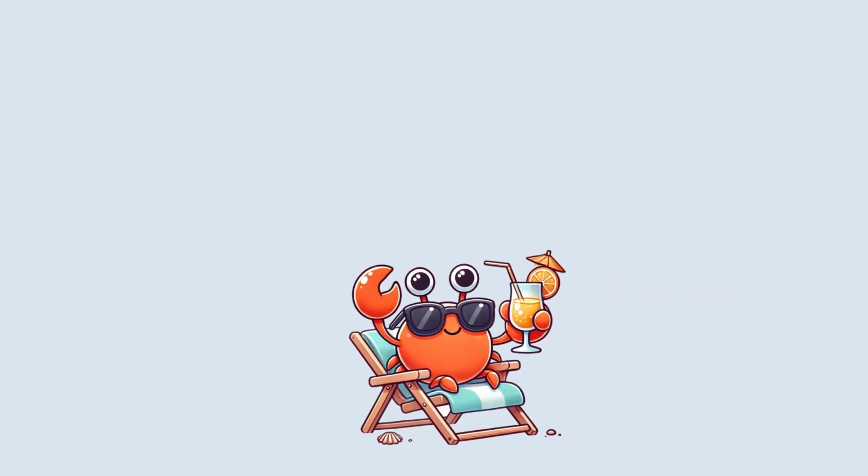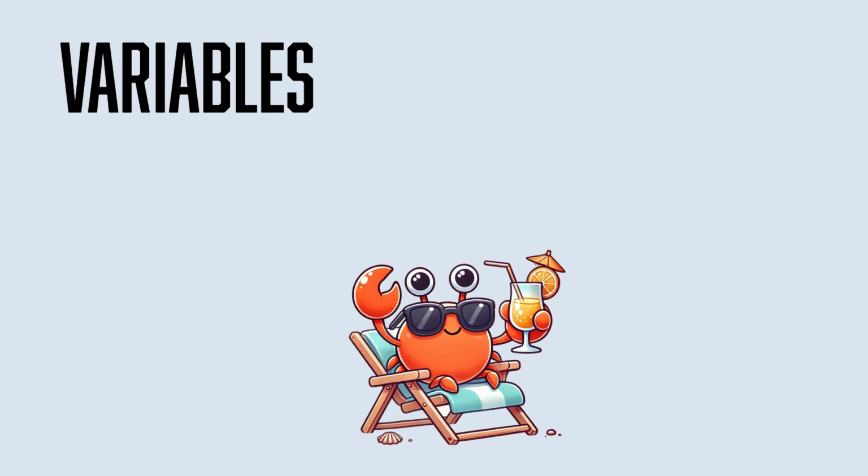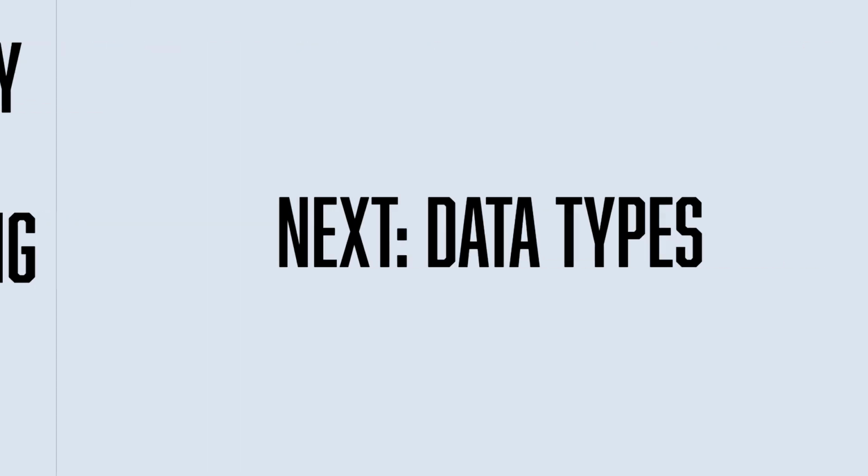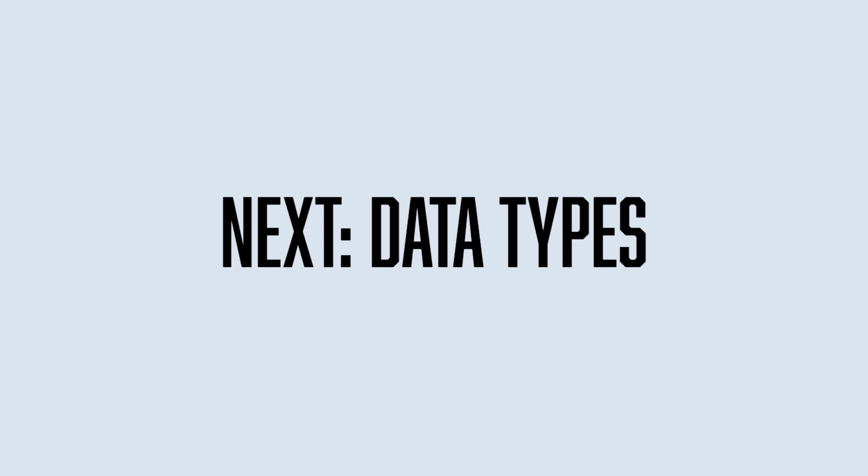In this video, we wrapped up some core Rust concepts: variables, mutability, constants, and shadowing, and even got a sneak peek at scopes. You're building a solid foundation, and we're just getting started. In the next video, we'll dive into one of the most important parts of any programming language: data types. Can't wait to see you there.